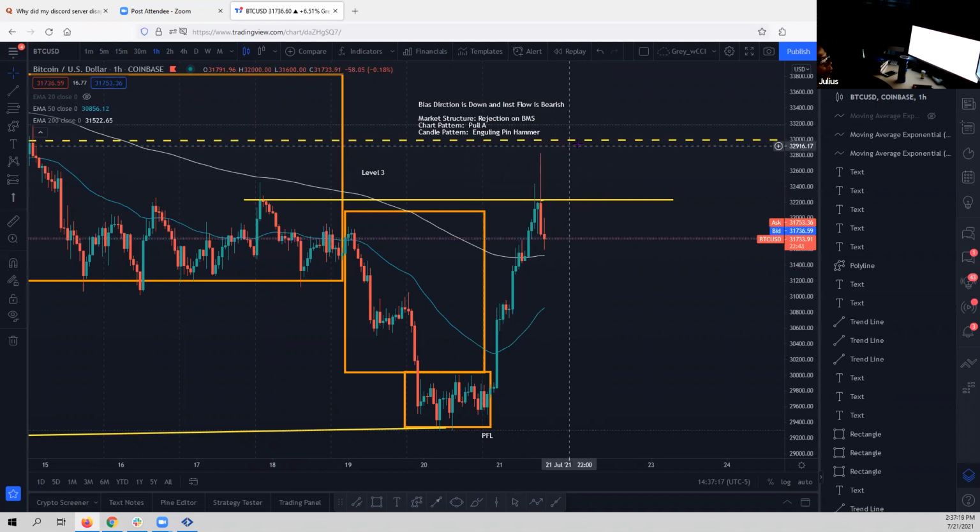50 fibs or better. We hit it. Chart pattern was an A pattern, right? Which is a pullback. Really, it's a pullback. This is an A pattern pullback. And then, of course, the candle pattern is engulfing pin hammer. These were the three confluences for the decision to take this for a sell, and that was correct.